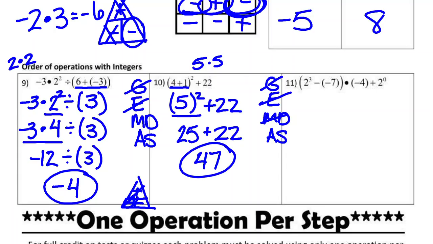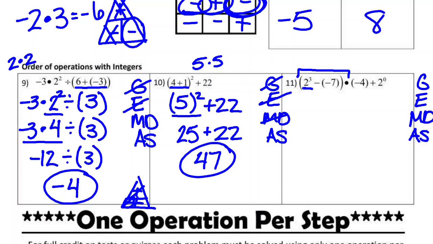Number 11, groupings, exponents, multiply, divide, add, subtract. Now this one has a lot of parentheses going on. I have a grouping, but inside that grouping I have to decide, am I going to do the subtraction first, or the exponent first? I need to do the exponent first because exponents come before subtraction.